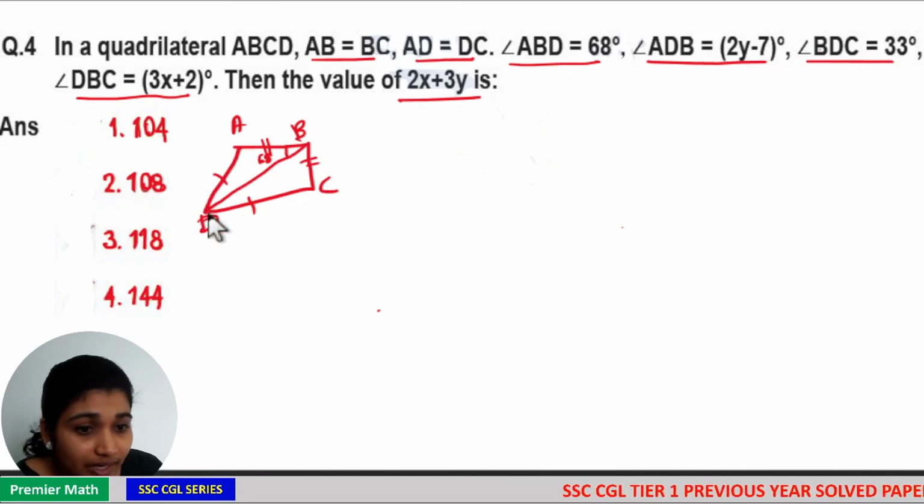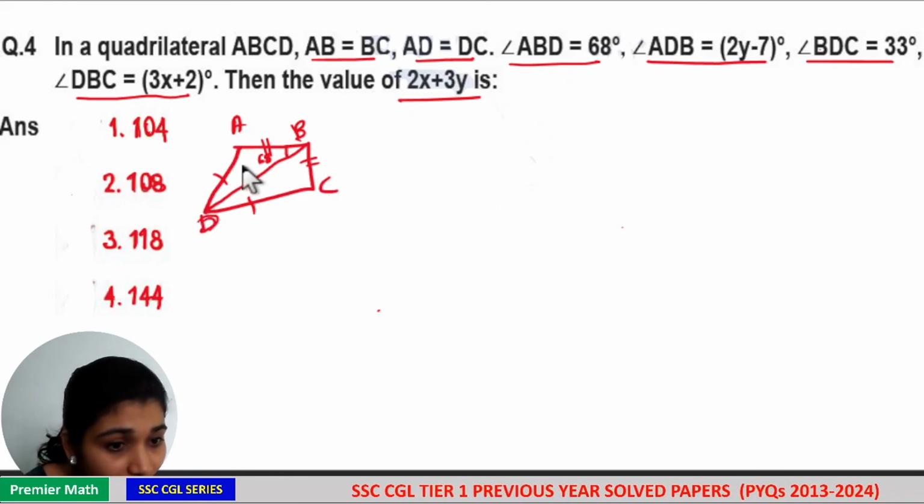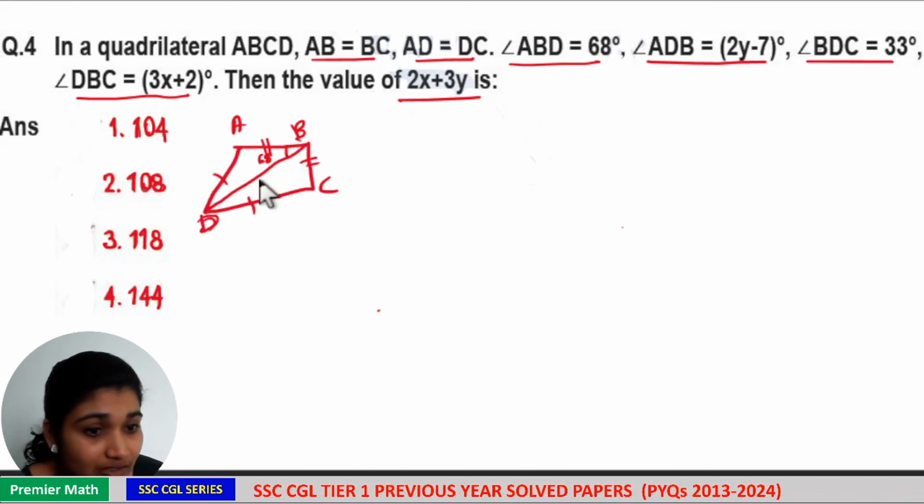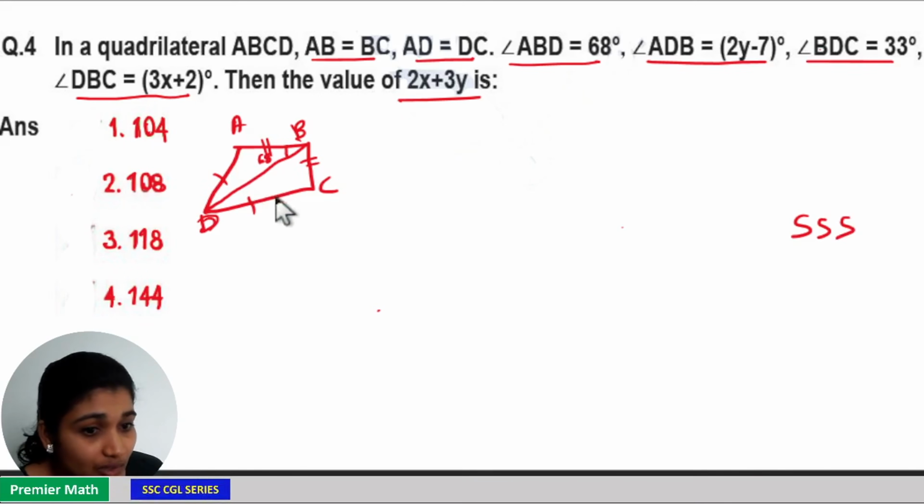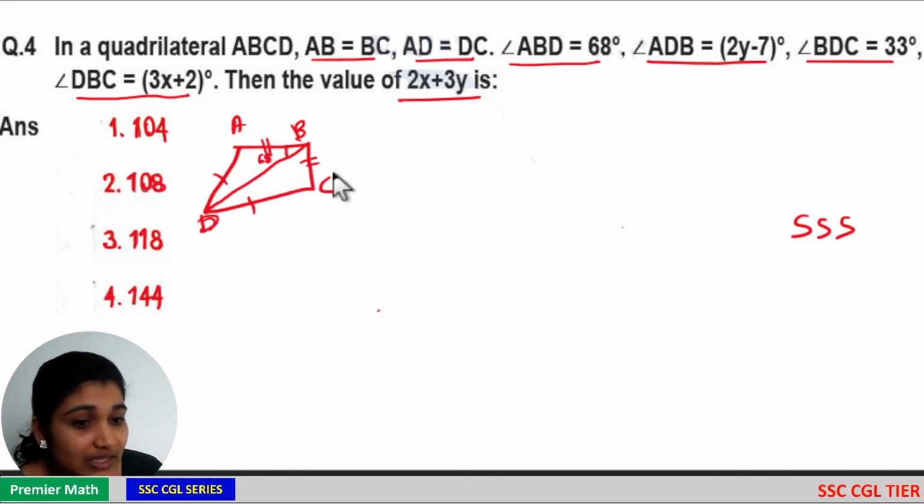AB and BC are equal, AD and CD are equal, which means all the three sides are equal in these two triangles. That is, all the three sides of a triangle are equal in these two triangles, which means these two triangles are congruent triangles.